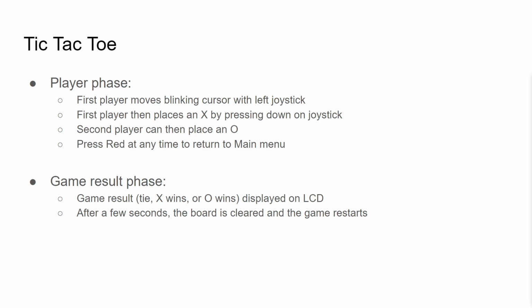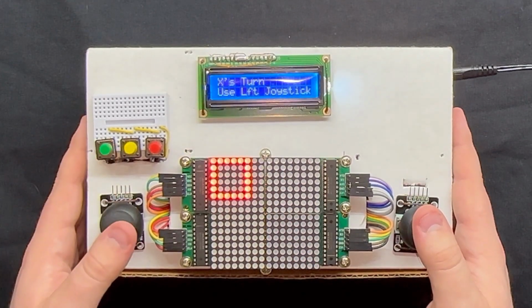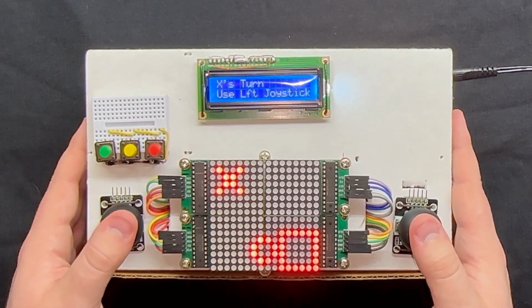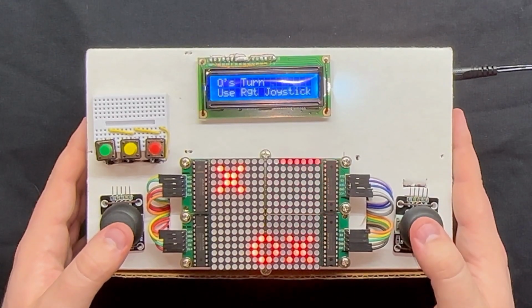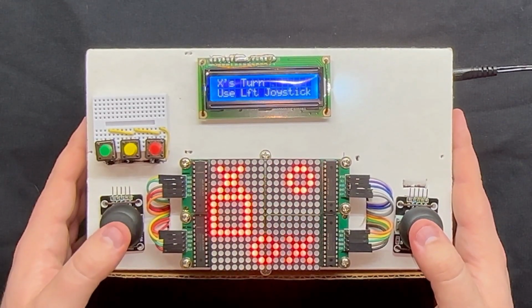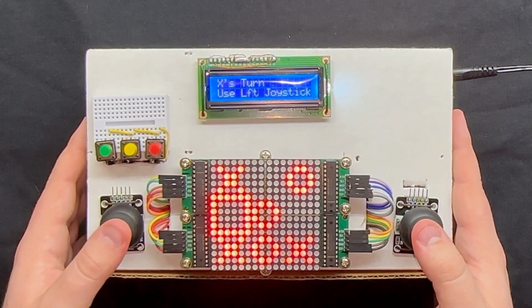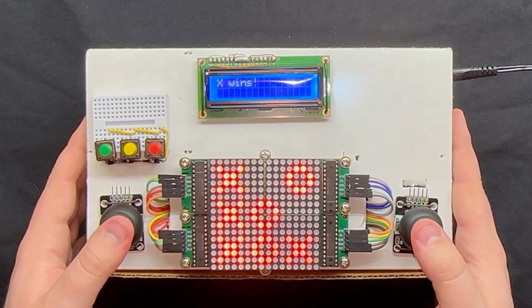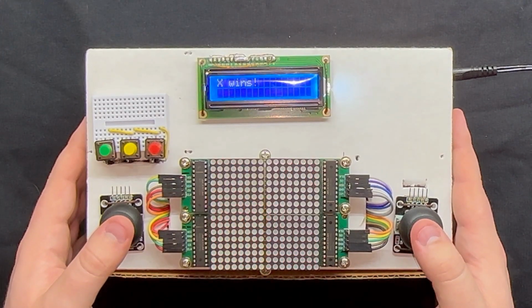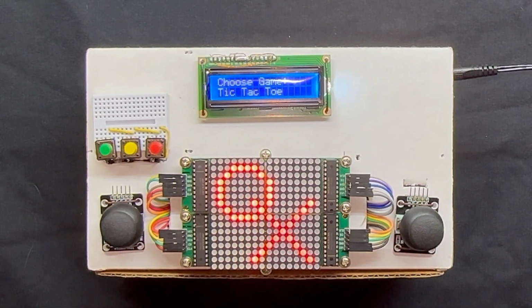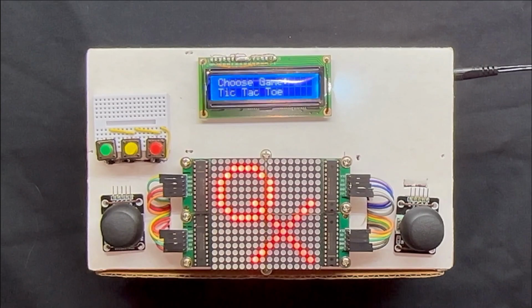In Tic-Tac-Toe, each X and O takes up a 4x4 space, allowing for a large Tic-Tac-Toe grid to fit on our display. When the game starts, the first player is prompted by the LCD to place an X, using the left joystick to move to the desired position, and then pressing on the joystick button to confirm. The second player can then place an O by moving with the right joystick. Once either a player has won or there is a tie, the LCD screen declares the winner. After a few seconds, the board is cleared and the game starts over. Pressing the red button during any player's turn will return back to the main menu.